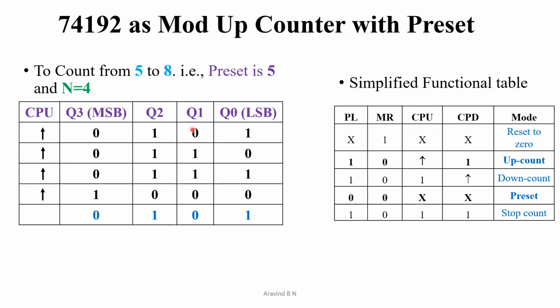Now let us get into the truth table of it. See, this is the truth table. It is going to start from the value 5, 0101, and it is going to end up with 8, 1000. After 8, it must come back to the value 5. That's the procedure. So this was the mode table. In the mode table, we are going to make use of this mode, that is up count mode, and another preset mode. So these two will be utilized in order to make a design of this one.